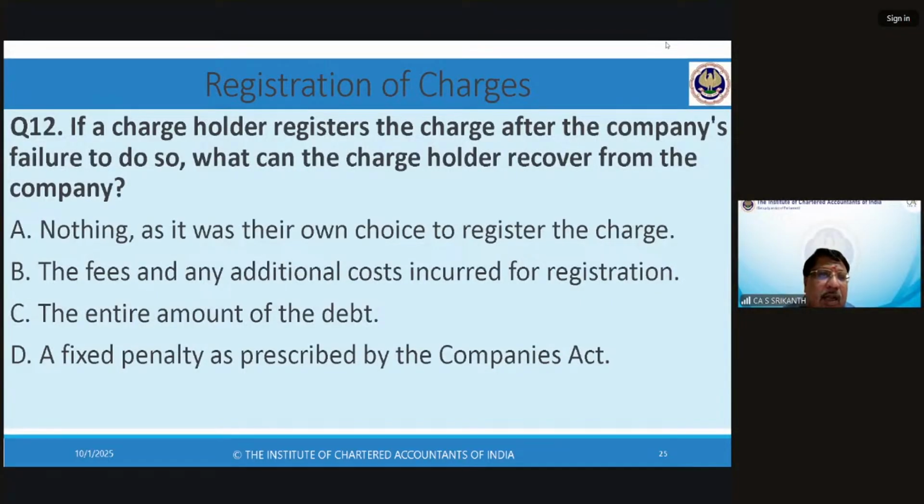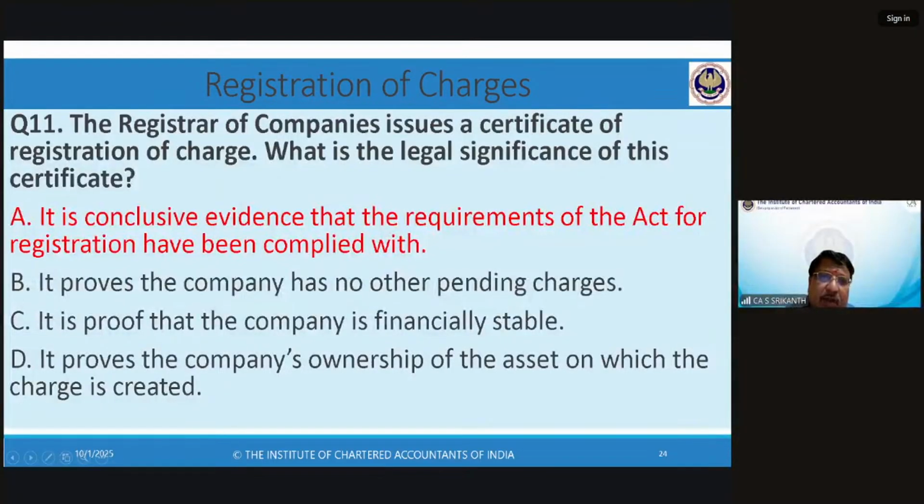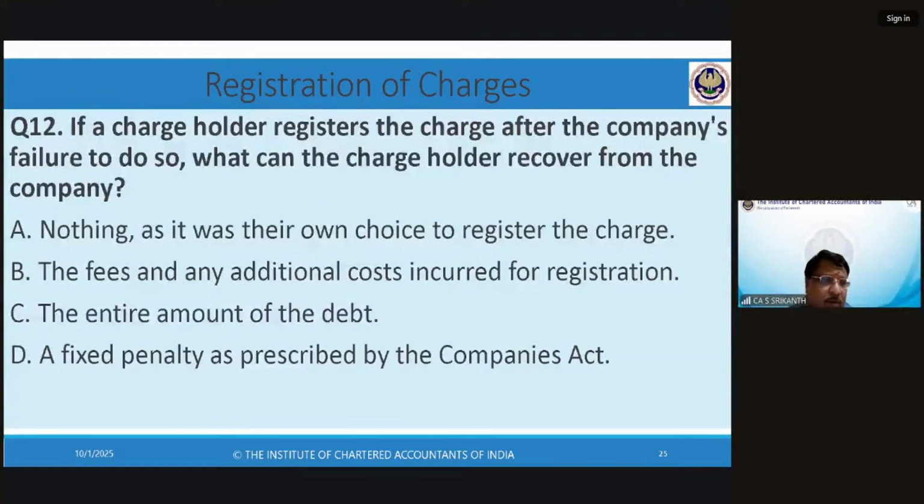11C. That's why I gave elaborate reason. Charge register, that certificate of registration of charge does not give any certificate as to financial stability. It only says this asset is charged, there is available security to that charge holder. That's no financial stability, it cannot give. Okay, so 12, absolutely correct.